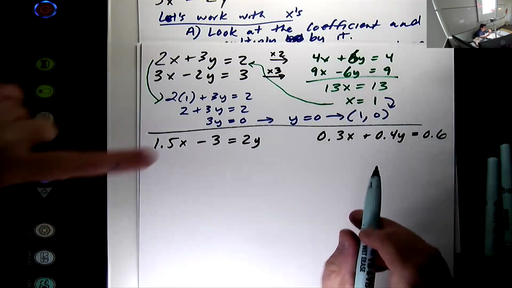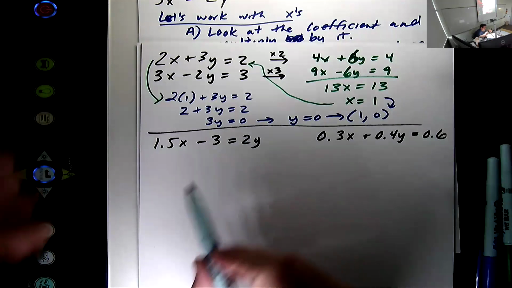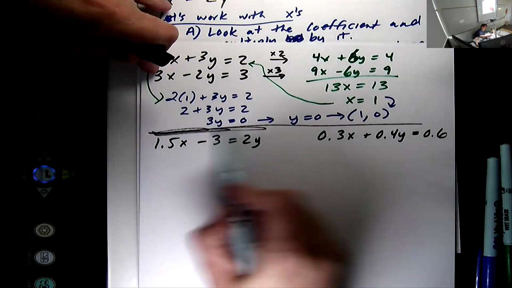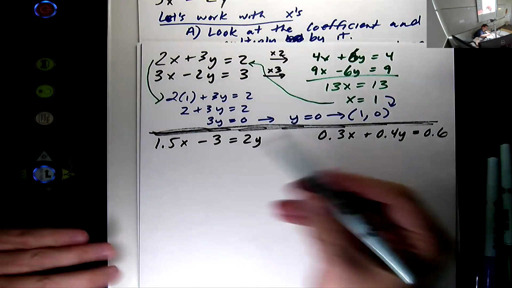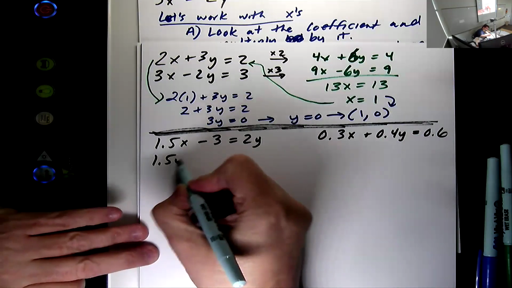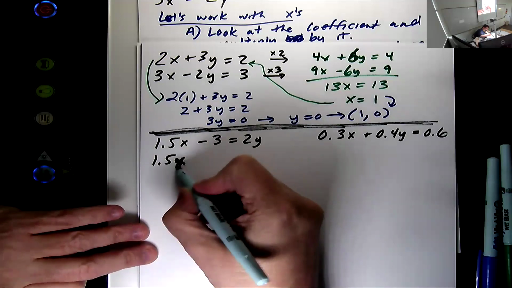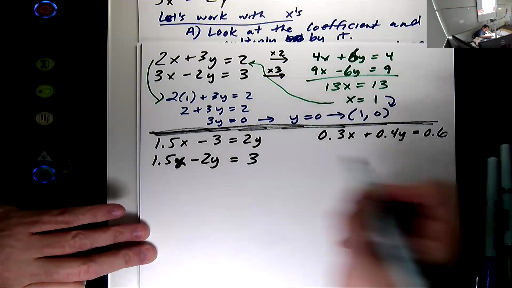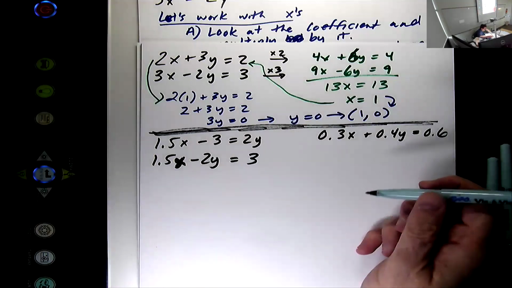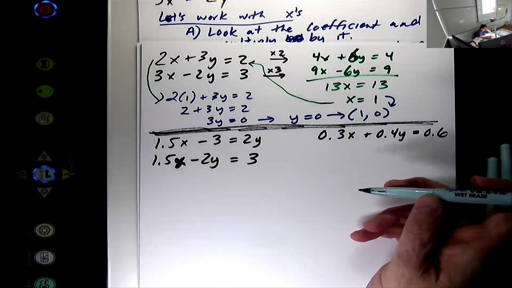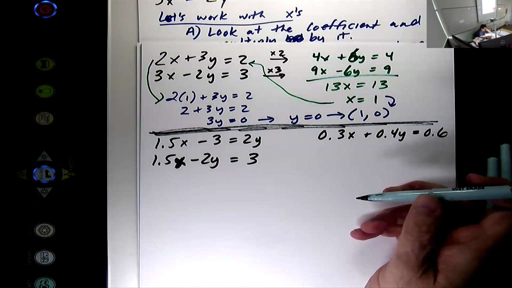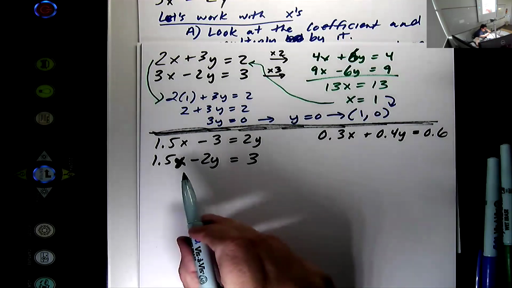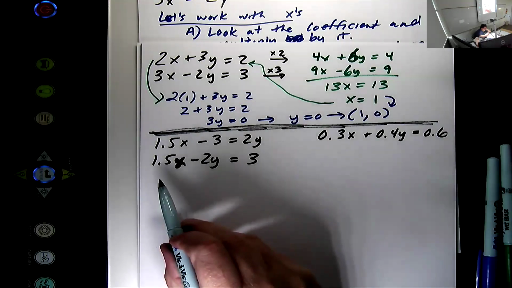Now, we want to get x's and y's on the same side. This current one doesn't have it. The one on the left doesn't have that. So let's move the y over by subtraction first. And I'm going to move the 3 to the right side by addition. And now I don't like the decimal.